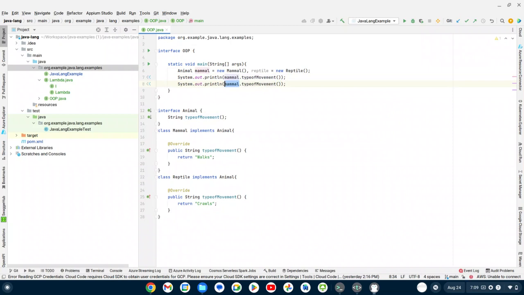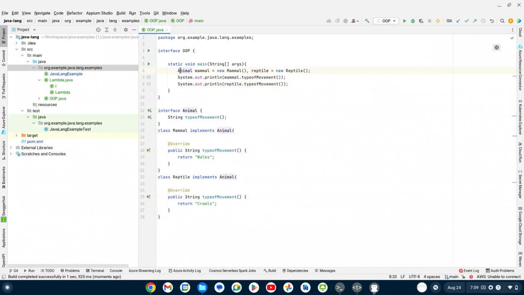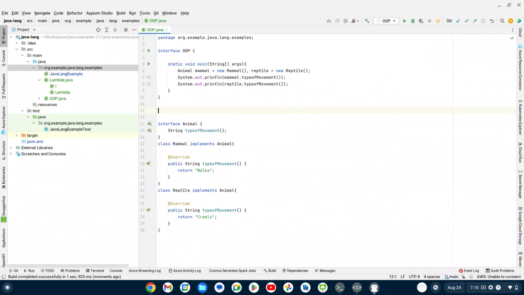Now, let us run this. If you see here, a mammal walks and a reptile crawls. Both are of type animal, but each of them has a different type of movement, which is specified by overriding that method. So this is an is a relationship. Now let us speak about the has a relationship.